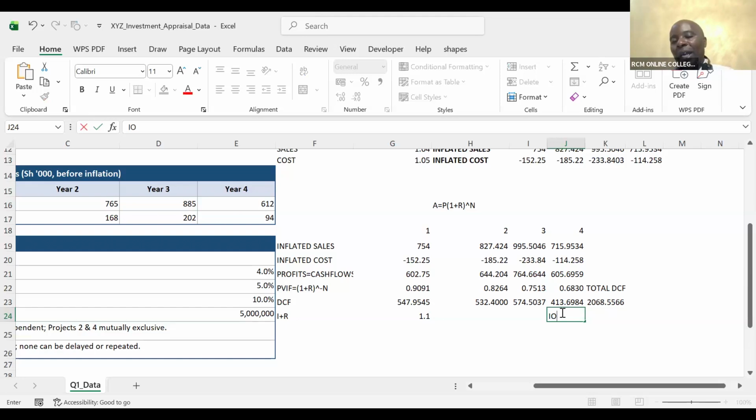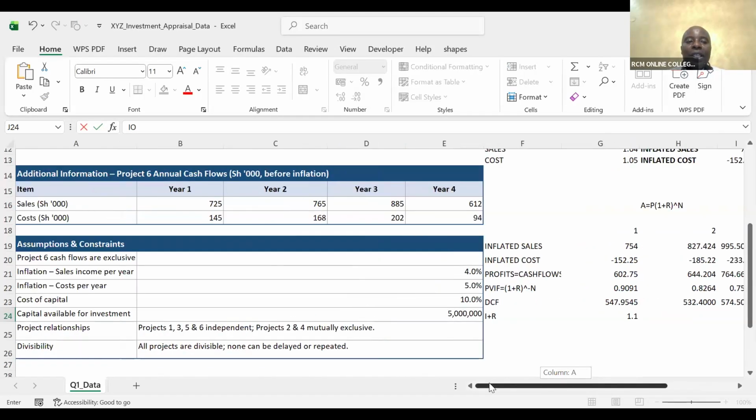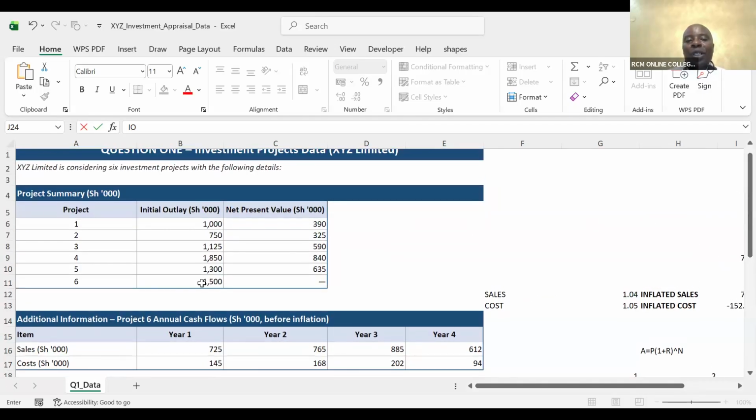Do you know the meaning of the word IO? IO is initial outlay. Is there somebody who is able to remind us what the initial outlay was? Oh, yes, for project 6, they gave us the initial outlay. How much do we need to be able to build up? Yeah, for project 6, the initial outlay is 1,500 in thousands like that.